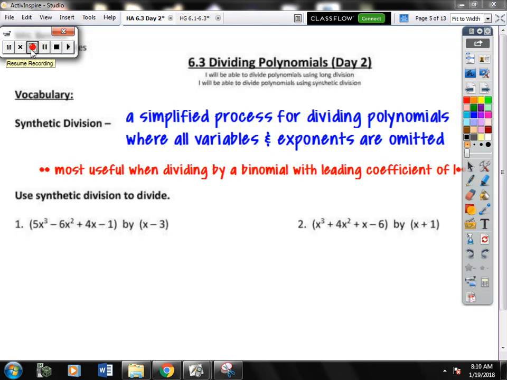The first method was long division, which is a process that you'll probably remember better than this one. This one is easier, but it has something you have to memorize, like how to do it. It is a simplified process for dividing polynomials where all of the variables and exponents are omitted. So you just use the coefficients.